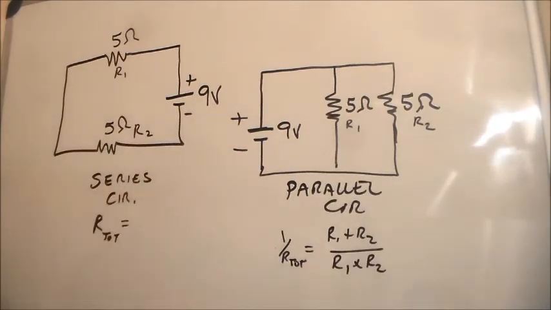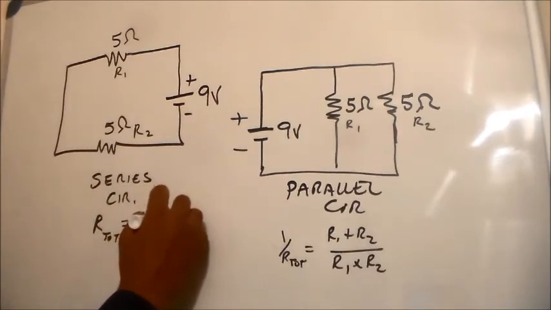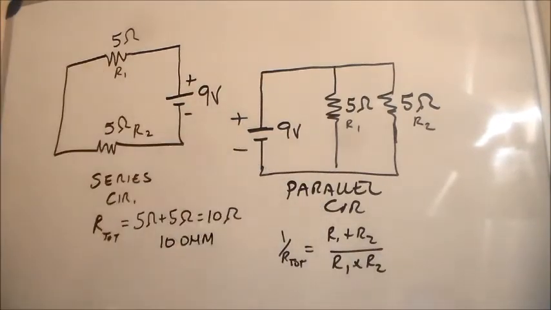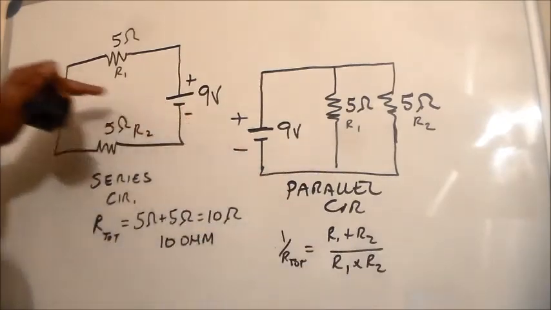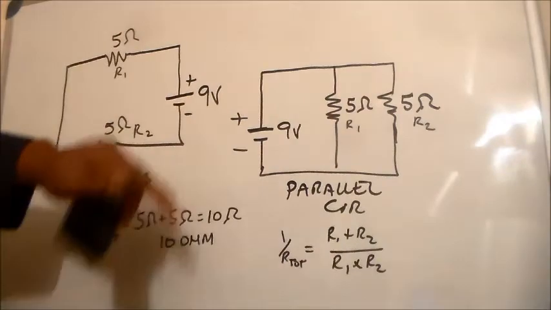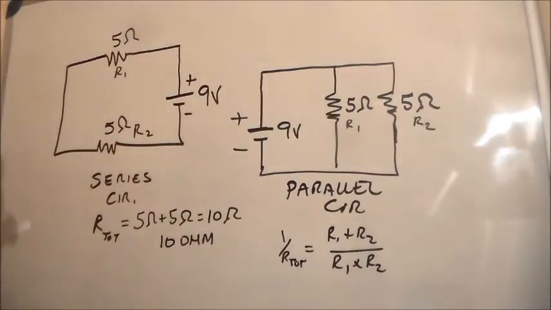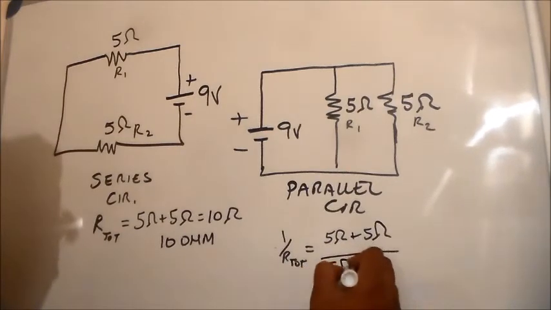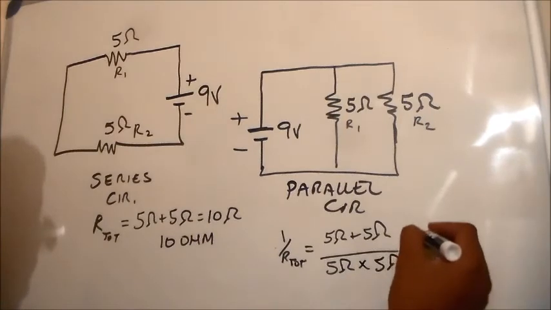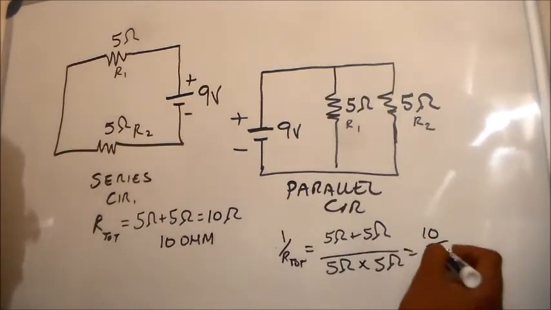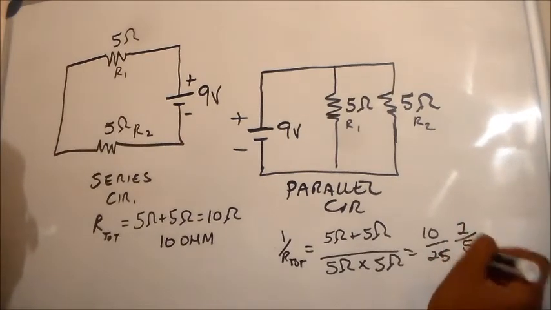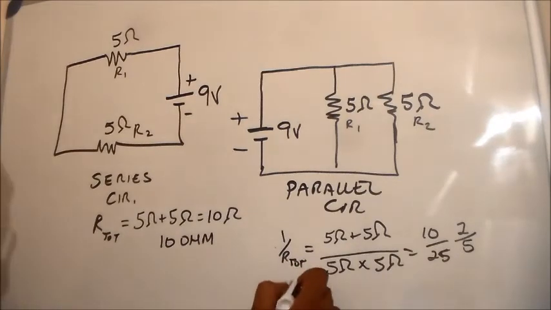So check this out. This is going to be nice and easy. 5 ohms plus 5 ohms equals 10 ohms. Strong resistance. Now, we've arranged these instead of one electron path like this, into two electron or current paths. And watch what happens here. It'd be 5 ohms plus 5 ohms over 5 ohms times 5 ohms, and we'd actually get 10 over 25. We break that down to 2 fifths.